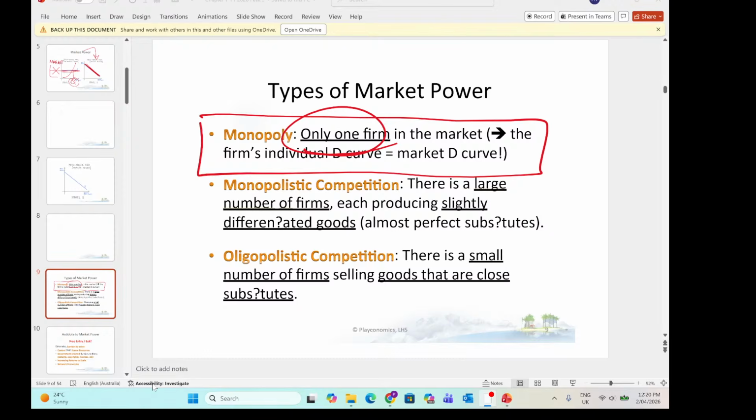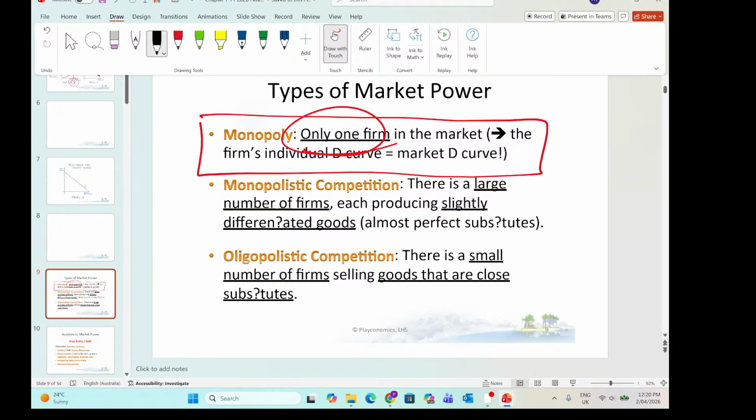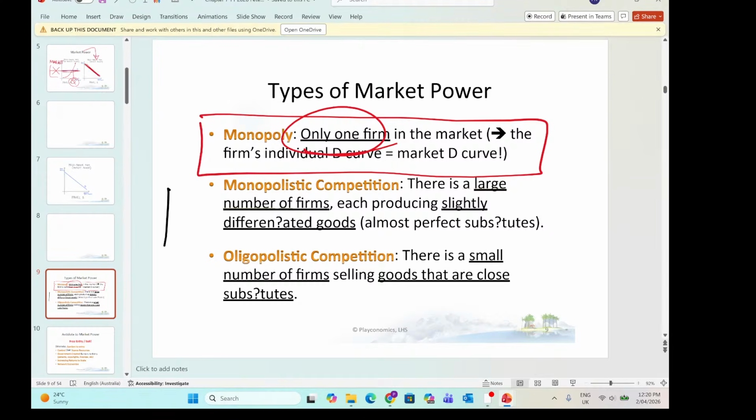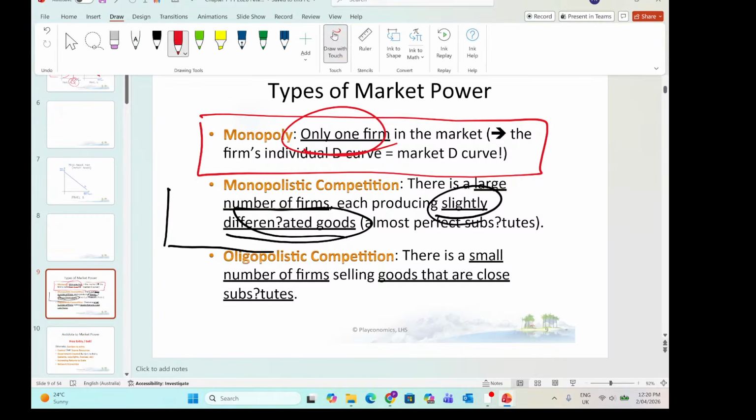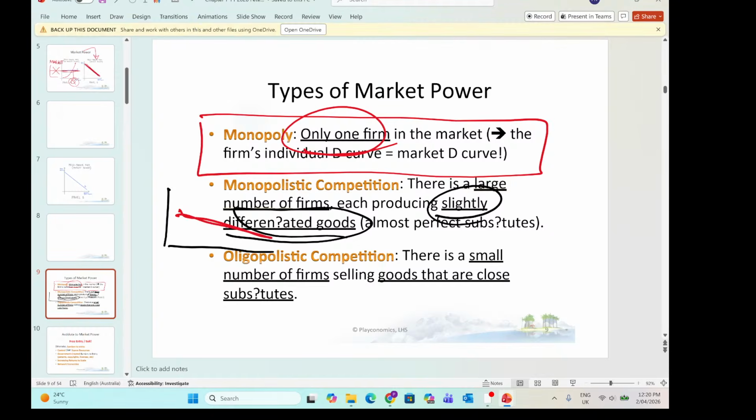firms in imperfect competition. What would the demand curve look like in monopolistic competition? It'd still be a downward sloping demand curve, but because the goods are only slightly differentiated, there's a lot of competition. And so the demand curve depends on how well the firm can differentiate its goods. Most firms in monopolistic competition will have highly elastic demand curves. They can still choose a price, but they haven't got the same power that monopolists will generally have. Monopolists will tend to have steeper demand curves.